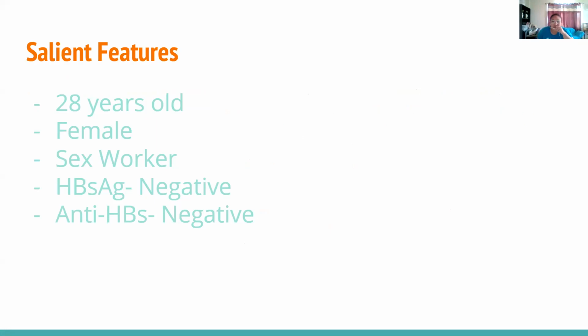Next. For the salient features, we have the age of 28 years old, gender, which is female, and occupation, sex worker. And the markers, we have HBsAg negative and anti-HBs negative. So these results can indicate that there's an infection, and also that there's less immunity to the Hep B virus. So next slide, please.